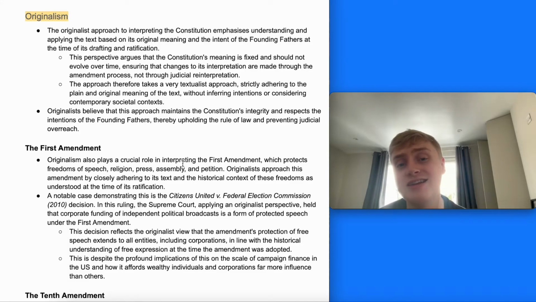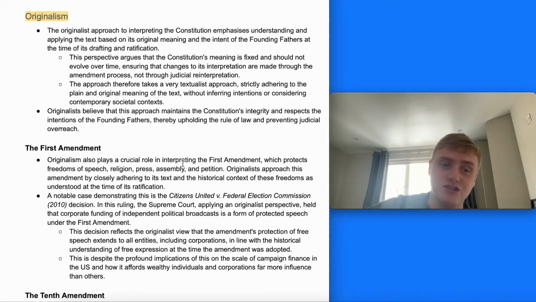And this therefore takes a very textualist approach, strictly adhering to the plain and original meaning of the text without inferring intentions or considering contemporary social contexts. Originalists believe that this approach maintains the Constitution's integrity and respects the intentions of the Founding Fathers, thereby upholding the rule of law, the principles of the Constitution, and preventing judicial overreach.